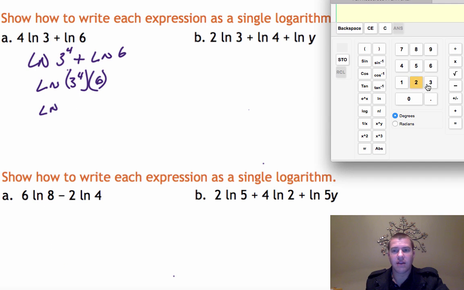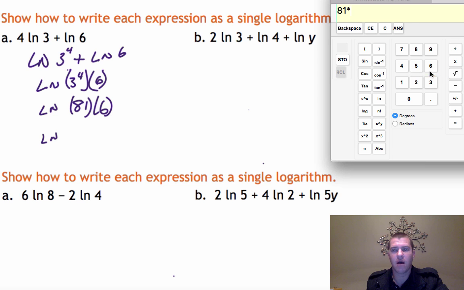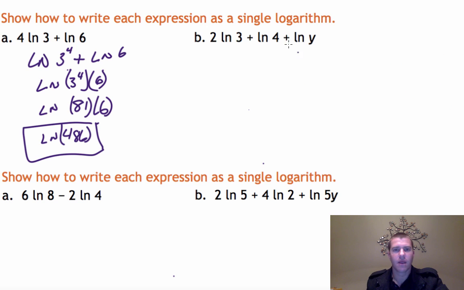Then you can actually simplify this and you get 3 raised to the 4th. Well, I'm going to go ahead and do that in the calculator if you need to. 3, this x raised to the y, remember, is your exponent. So 3 raised to the 4th is equal to 81, and then 81 times 6. So I'm going to have ln of 486. And I can do the same thing here.